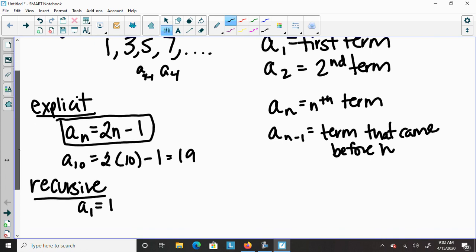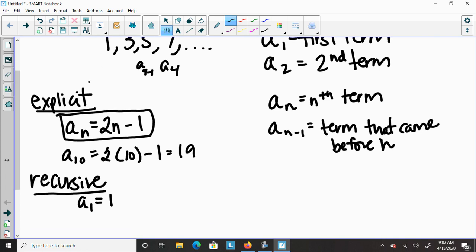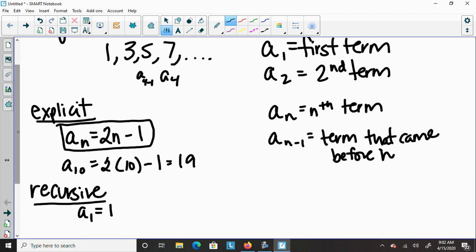So how would you go from 1 to 3? Well, we had to add 2. So when we write that out, to get to the next term, or whatever term that we're looking for, we go to the one that came right before it. So if I wanted to figure out the second term, I go to the term that came before it, and we write that as a sub n minus 1, because that's how we represent the term that came before. And then what did we do to get from there to there? Well, we added 2.